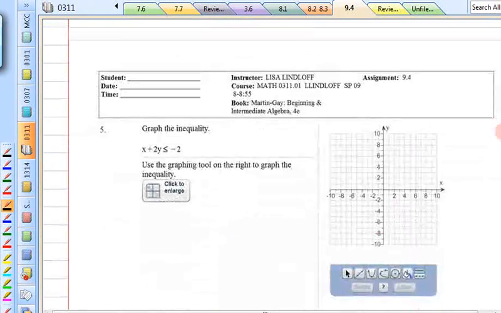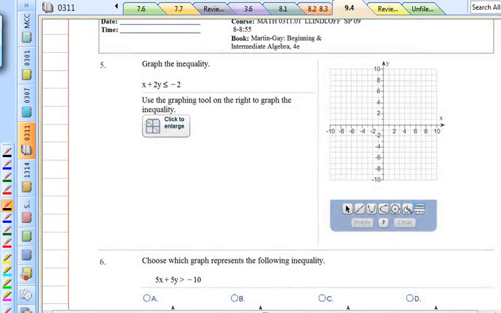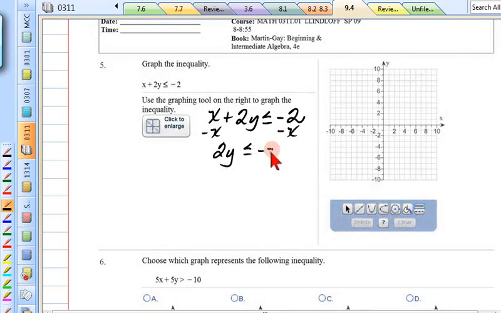Let's look at another problem. Problem number 5. I have x plus 2y is less than or equal to negative 2. The first thing I do is get y by itself. So what am I going to need to do? I need to subtract x. So 2y is less than or equal to negative x minus 2. Divide by 2. And that gives me y is less than or equal to.